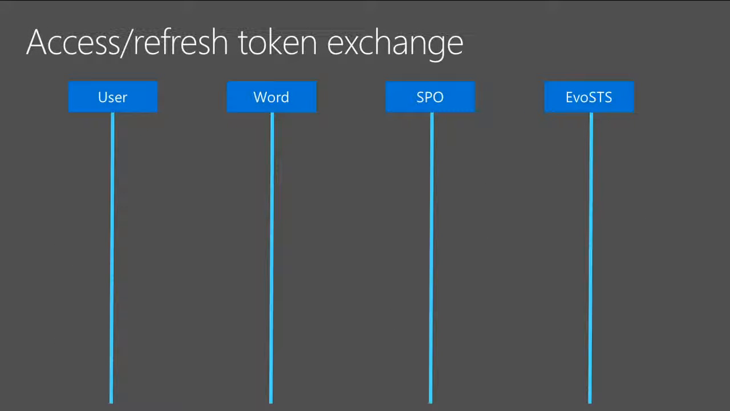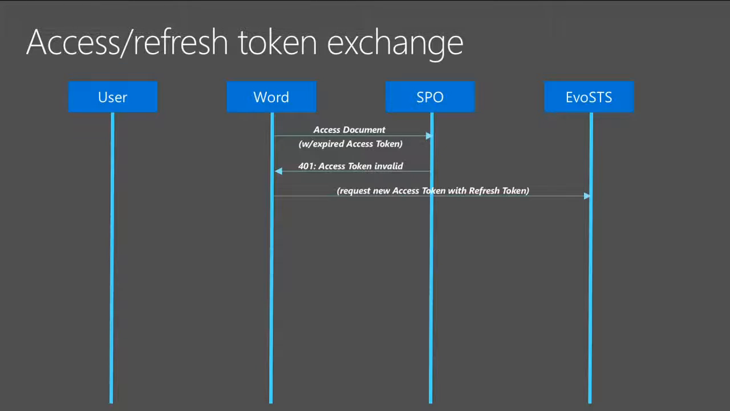And a quick flow diagram for that whole access and refresh token exchange that I referred to earlier. Word is trying to get that document. It's trying to make a save, right? And it's doing it with an expired access token. SharePoint will come back and say, sorry, that token's no good. Come back with one that's valid.